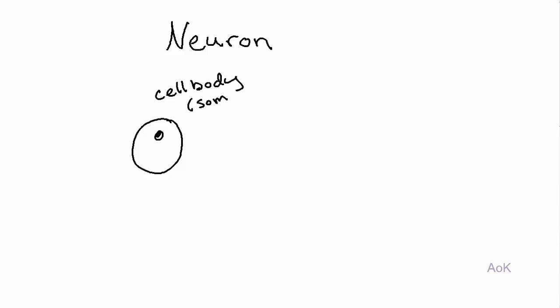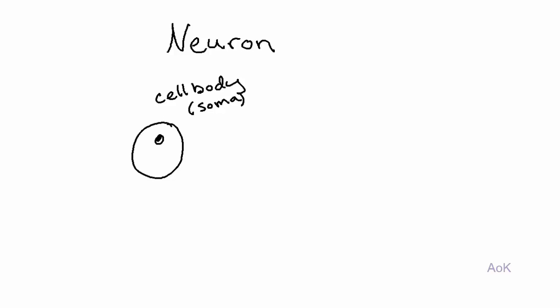Today we're going to draw a typical neuron and label all of the parts. Start off with the cell body. This is also called the soma. Next, we're going to add the dendrites. The dendrites are the part of the neuron where the message is first received. They kind of look like little tentacles coming off the soma.